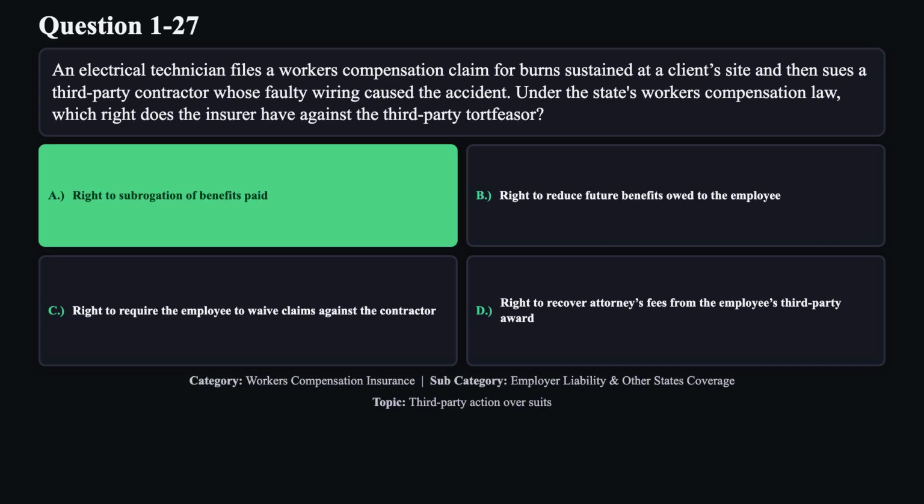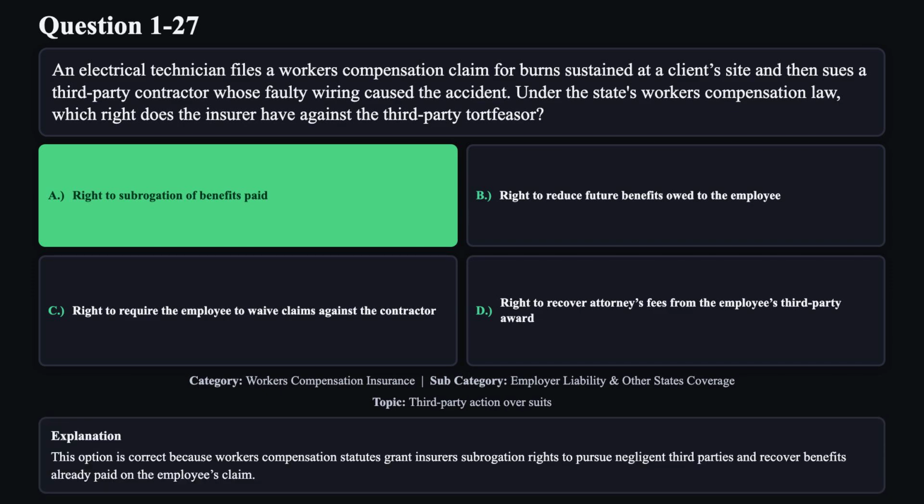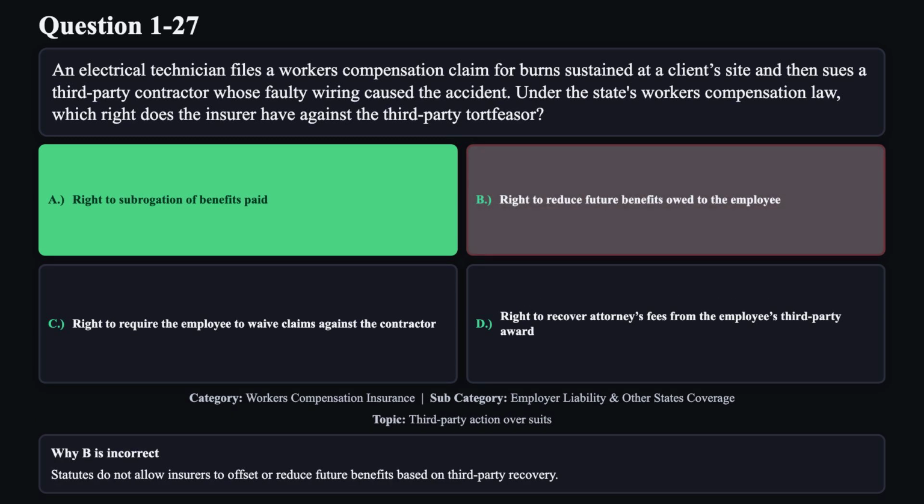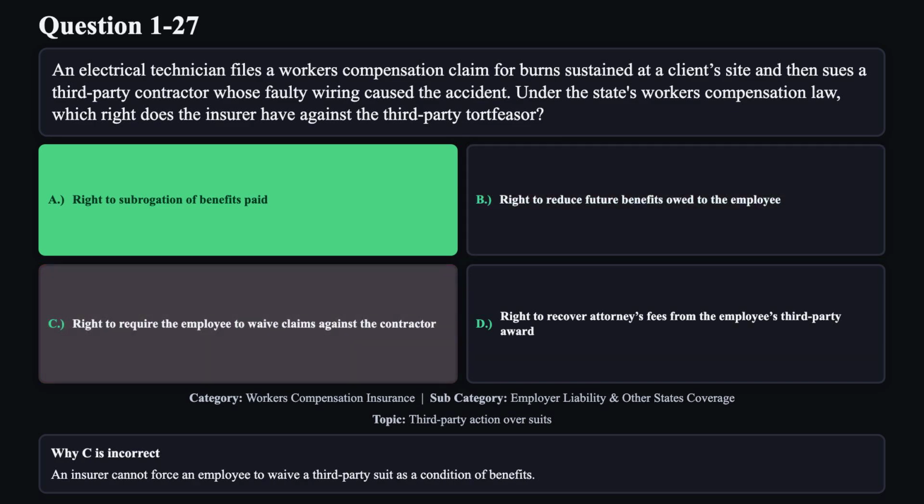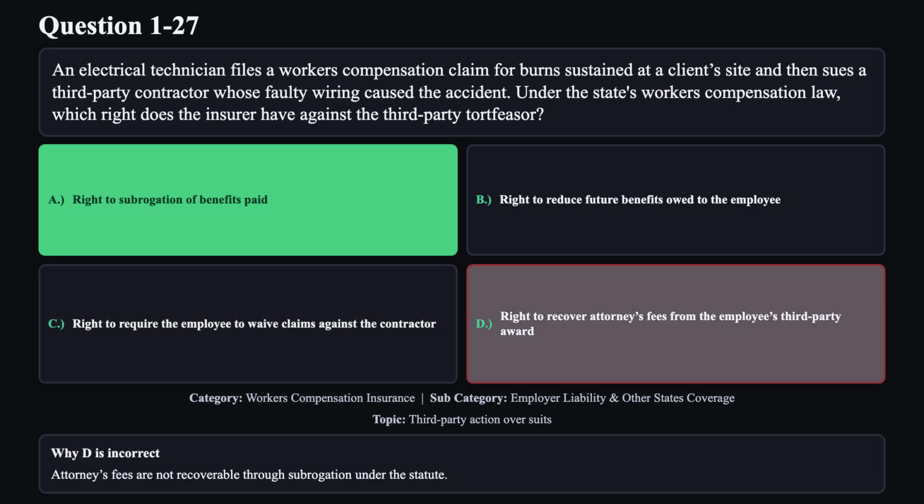The correct answer is A. This option is correct because workers' compensation statutes grant insurers subrogation rights to pursue negligent third parties and recover benefits already paid on the employee's claim. Reason B is not correct. Statutes do not allow insurers to offset or reduce future benefits based on third-party recovery. Reason C is not correct. An insurer cannot force an employee to waive a third-party suit as a condition of benefits. Reason D is not correct. Attorney's fees are not recoverable through subrogation under the statute.